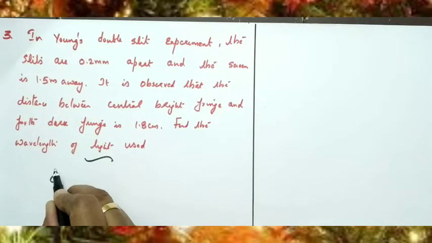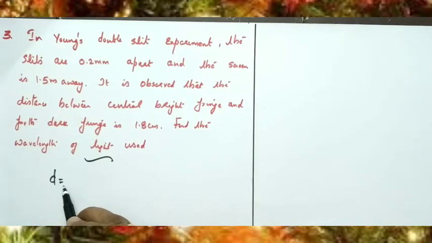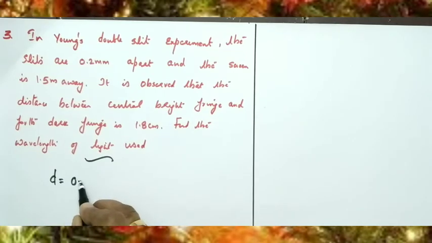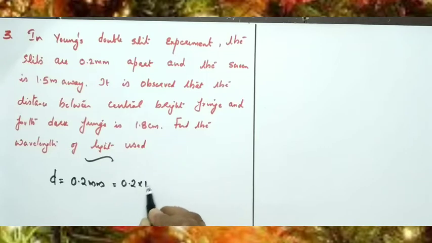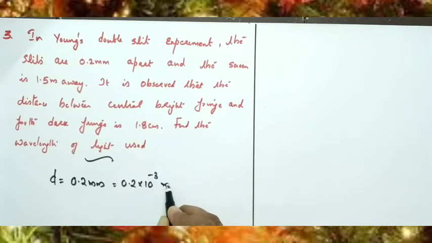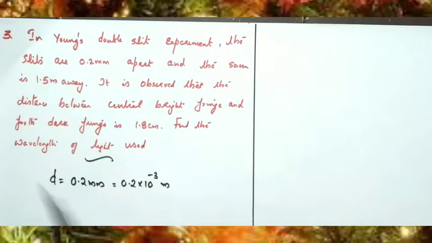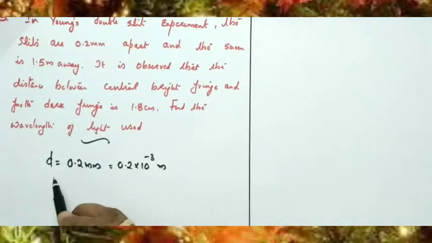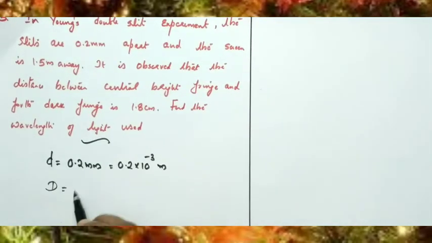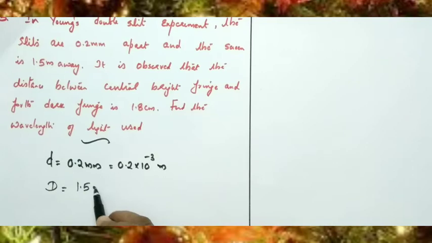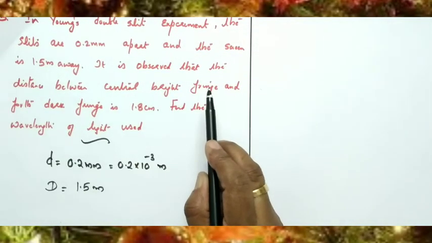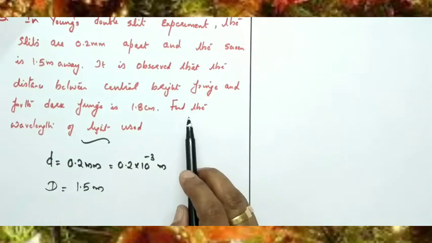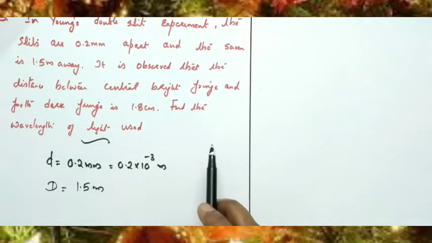The slits are 0.2 mm apart means that is represented by small d. 0.2 millimeter, we can convert to meter, 0.2 into 10 raised to minus 3 meter, that is given. And the screen is 1.5 meter. So screen is at a distance capital D. Capital D is 1.5 meter. It is observed that the distance between central bright fringe and the fourth dark fringe is 1.8 centimeter.